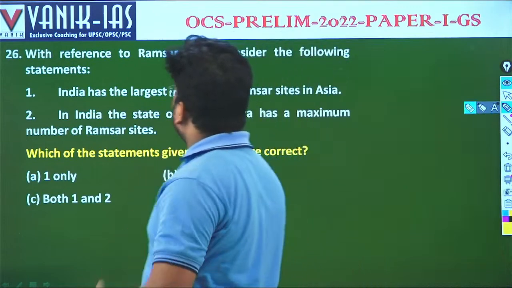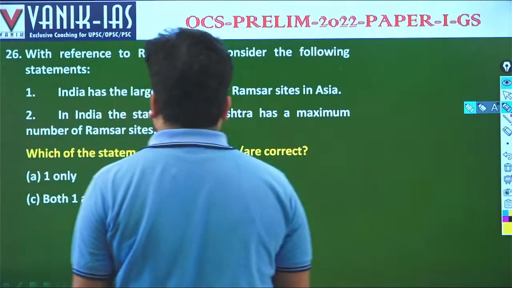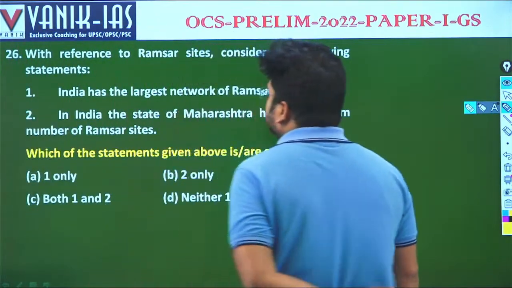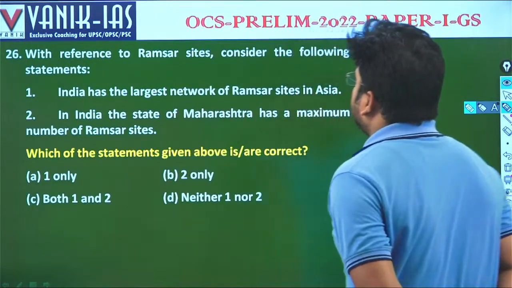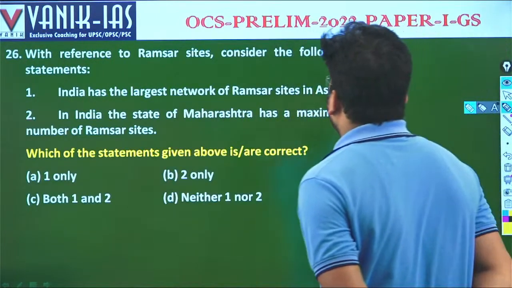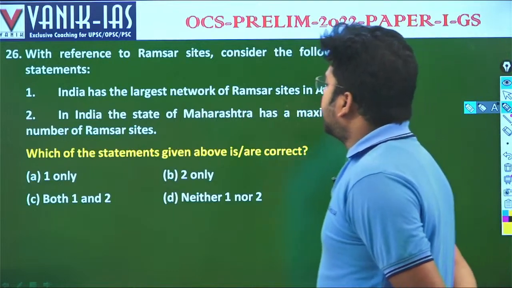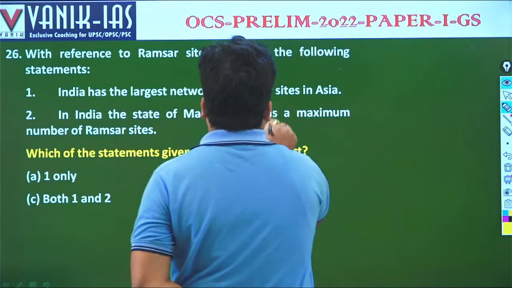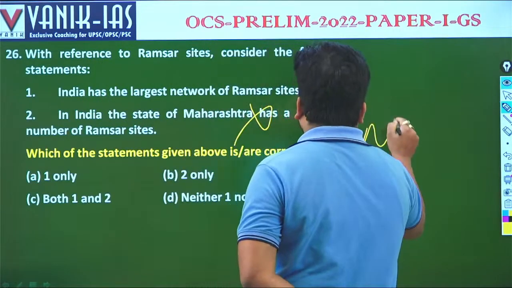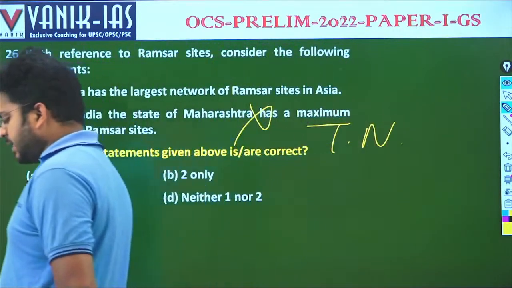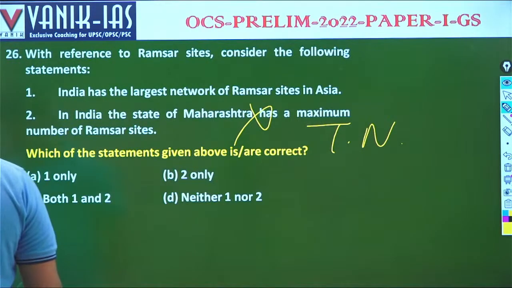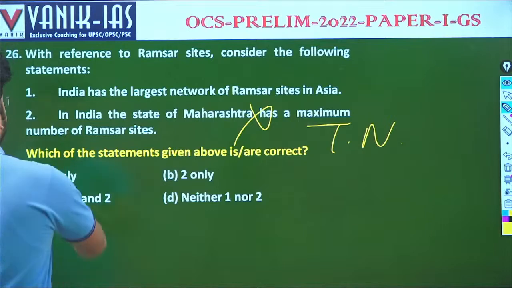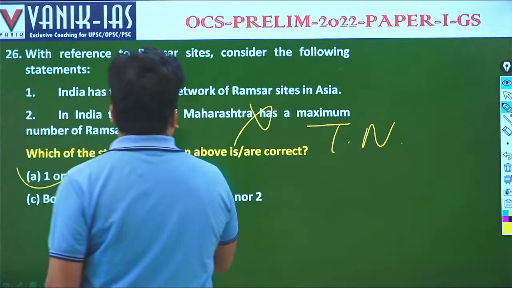Which of the following is about Ramsar sites? Consider the following statements. India has the largest network of Ramsar sites in Asia. In India, the state of Maharashtra has the maximum number of Ramsar sites. No, it is Tamil Nadu, not Maharashtra. Tamil Nadu has the maximum number of Ramsar sites, around 11. Then after that there is UP. So the only answer is that India has the largest network of Ramsar sites.